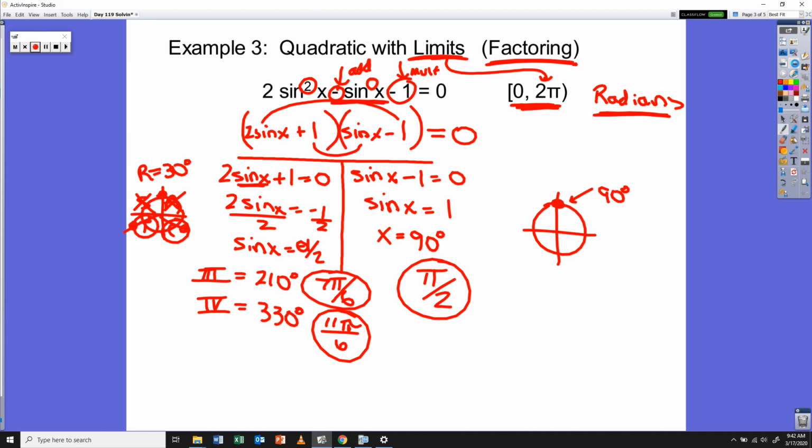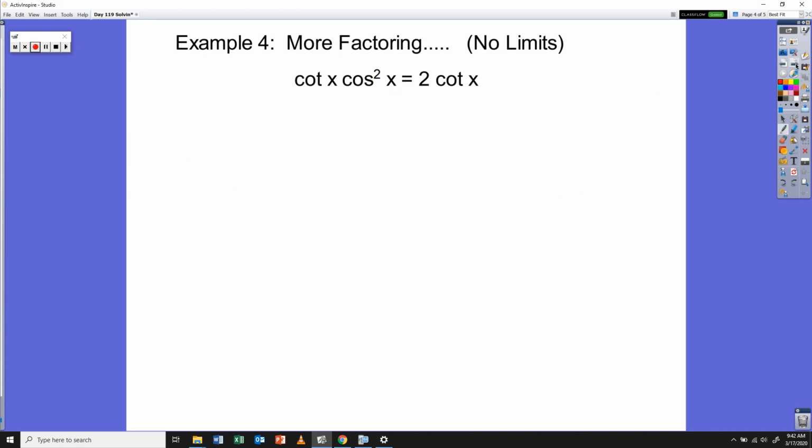So last question that we're going to take a look at, last example. It's another example of using factoring. And this problem has no limits. So they're looking for all the answers, and we can be working in either radians or degrees. Most of us will probably choose to work in terms of degrees because it's easier.